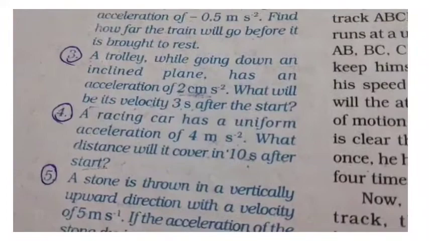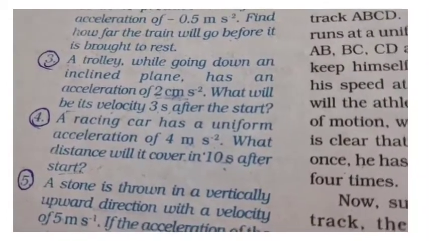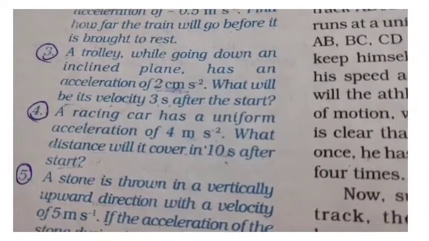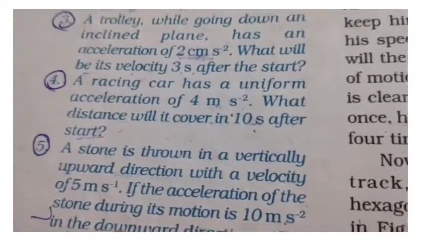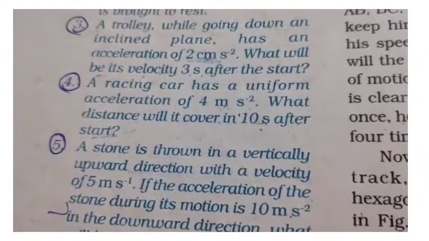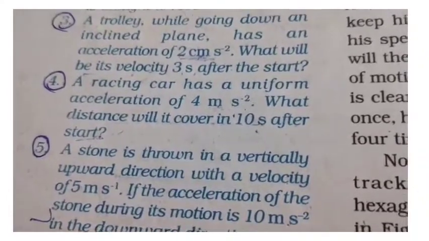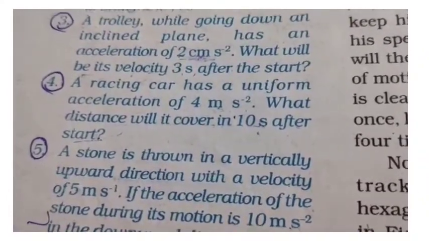The fourth sum. A racing car has uniform acceleration 4 meter per second square. What distance will it cover in 10 seconds after the start? Again, after the start means initial is 0. What distance will it cover? Directly distance is ours. Velocity is not required. And initial is 0.